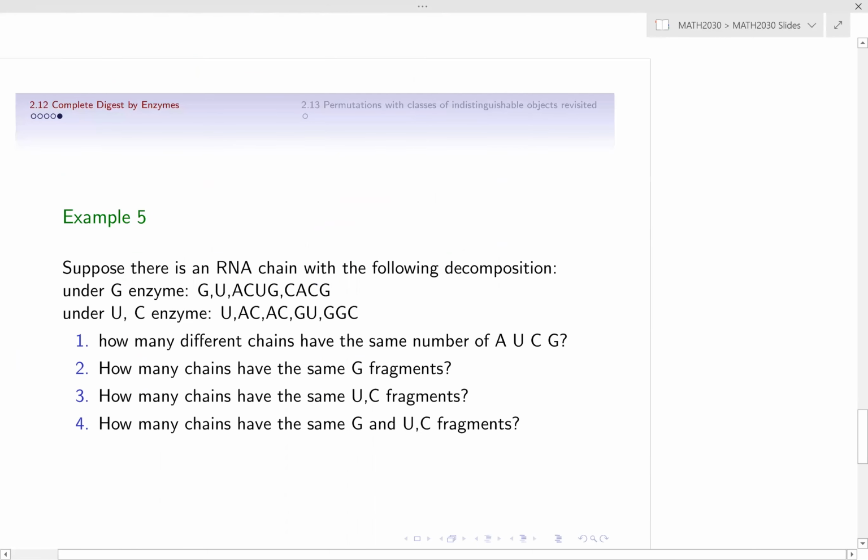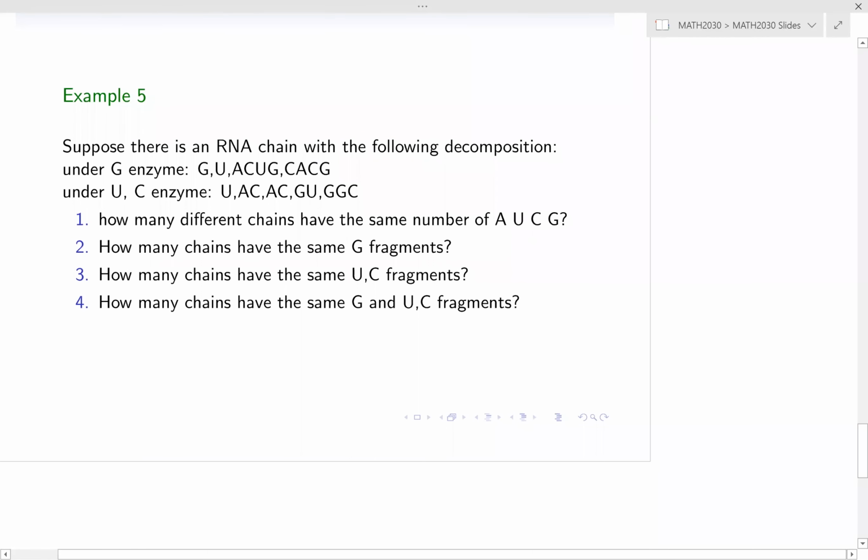Next, a very similar question. Let's look at example 5. Suppose there's an RNA chain with the following decomposition. So here's what we want under G enzyme, 1, 2, 3, 4 subchains. Here's what we want under UC enzyme. We have 1, 2, 3, 4, 5 subchains. Let's answer these questions one by one.